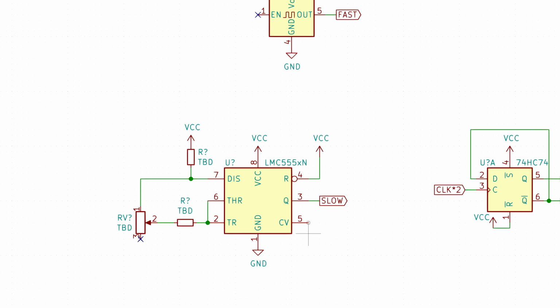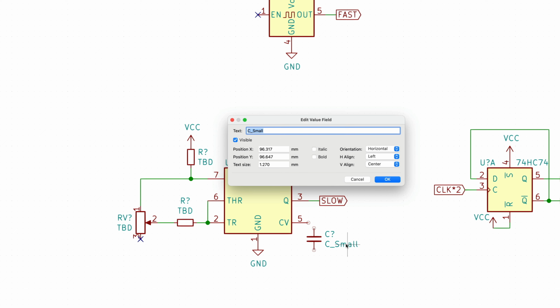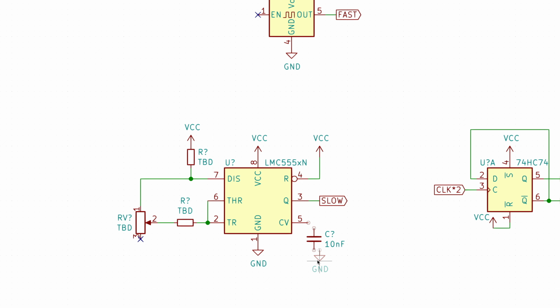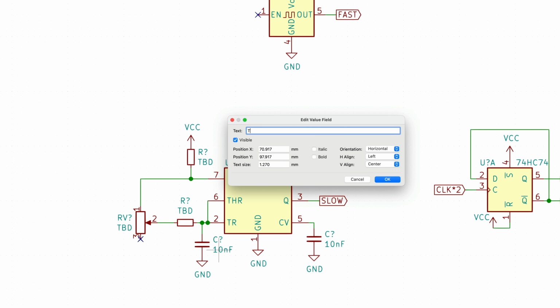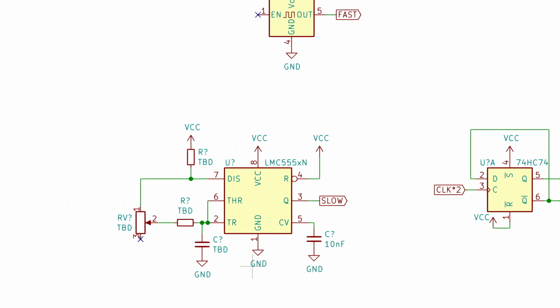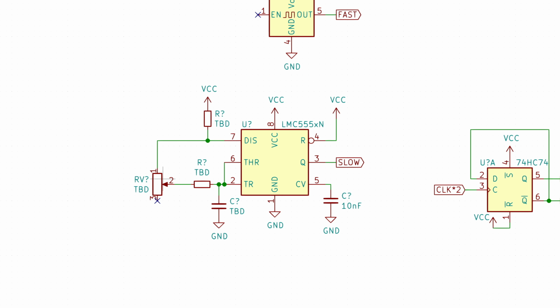We need a little 10 nanofarad capacitor here, going to ground, and another capacitor here. This is TBD as well. Okay, so this is going to be our 555 clock. We're going to be able to change the frequency of the clock using the potentiometer here, and it's going to be pretty slow depending on the values that we choose. This is a slow clock.